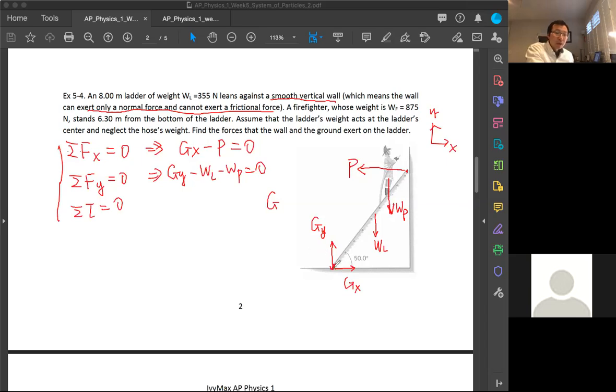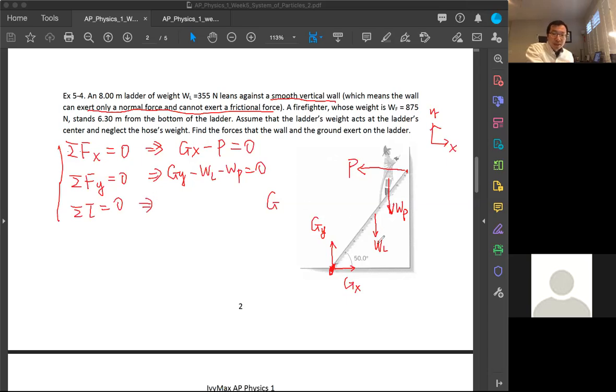Why? Because if you use that as the axis of rotation, you have two unknown forces, Gy and Gx. The torque generated by these two forces is 0, right? It's great. I eliminated two unknown values at the same time. So that's perfect. So I prefer to choose this point as the axis of rotation. In that way, we only have three forces we need to consider for the torque.